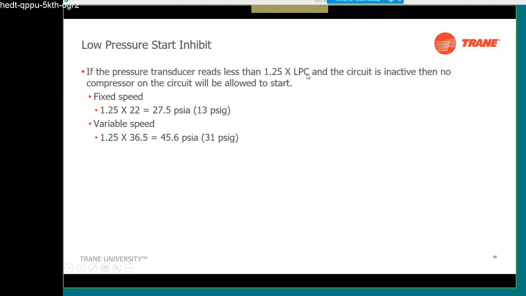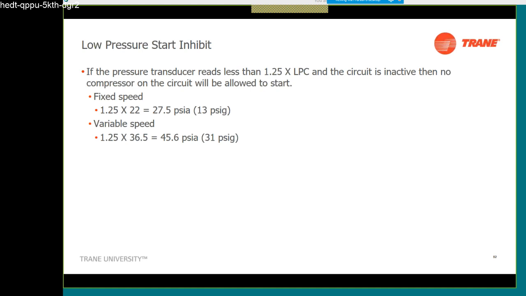1.5 times the low pressure cutout and the circuit is inactive. If we're less than that, then no compressor on that circuit is going to be allowed to start. If we have fixed speed compressors, our low pressure cutout is going to be 22 PSIA. So 1.25 times 22 PSIA. If that suction pressure transducer on fixed speed compressors reads less than 27.5 PSIA, or roughly 13 PSIG, we're not going to start a compressor.